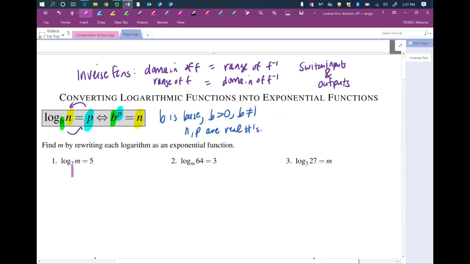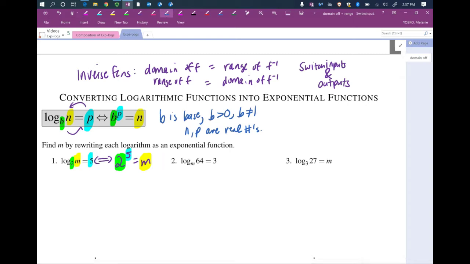So let's first identify the base. The base here is 2. So we're going to rewrite as an exponential with base 2. And then we know that the output of the logarithm is the power, right? So if your logarithm equals some number, that's really the power of an exponential. So the power here is the 5. And it equals m. Because m was the input of the logarithm, it's going to be the output of the exponential. 2 to the 5th equal m.